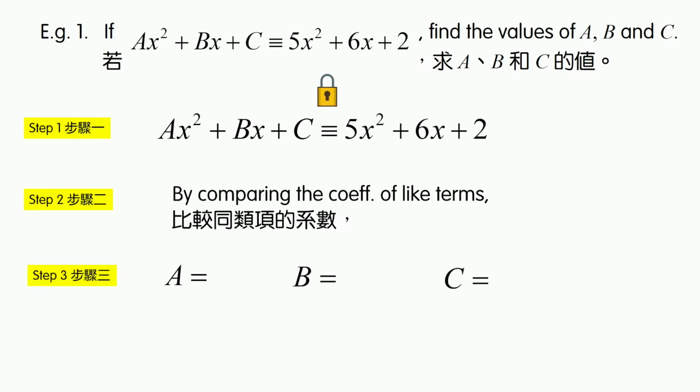For example, on the left-hand side, a is the coefficient of x squared. On the right-hand side, 5 is the coefficient of x squared. Therefore, a equals 5. b is the coefficient of x. On the right-hand side, 6 is also the coefficient of x. Therefore, b is 6. Lastly, c is a constant term. On the right-hand side, 2 is also the constant term. Therefore, c equals 2.